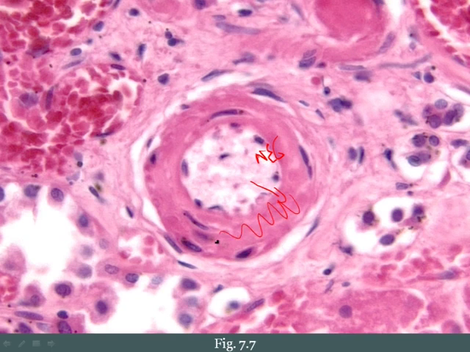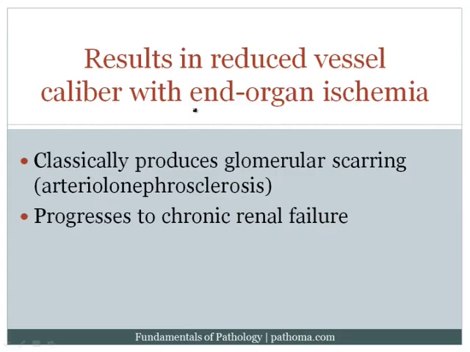I cannot emphasize this enough. It's so high yield. It will come up over and over again in our discussions of pathology. Hyaline arteriolosclerosis is a consequence of two things. Number one, benign hypertension. Number two, diabetes. Now, the consequence of hyaline arteriolosclerosis is that you're going to get a reduced vessel caliber, which is then going to result in end organ ischemia.